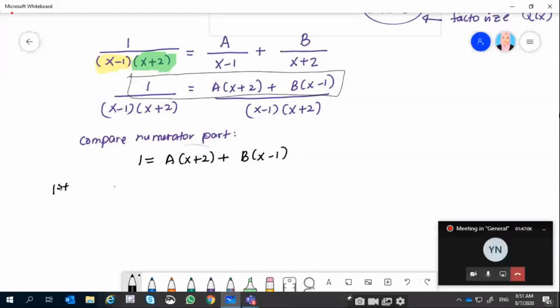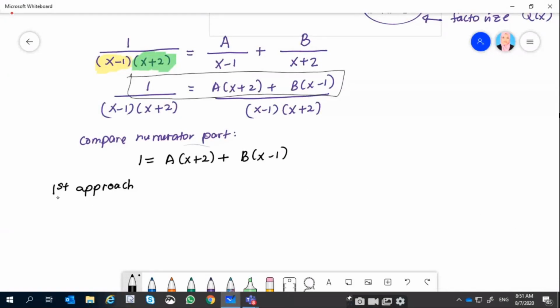Okay, I show the first approach. There are two approaches that I can suggest here. The first approach, we use the root. The first approach is only applicable for the case that involves a linear factor. So it means case 1 and case 2.